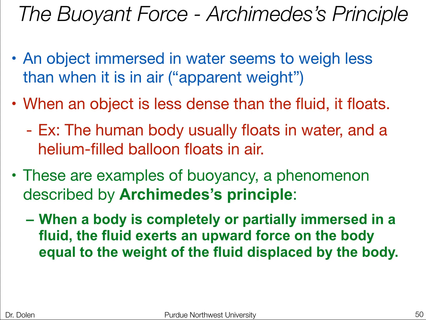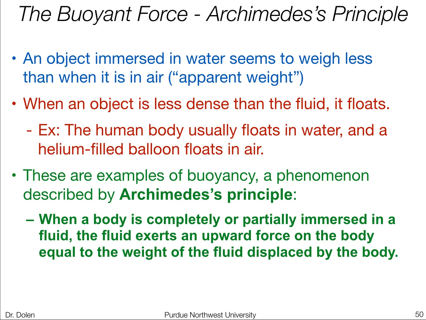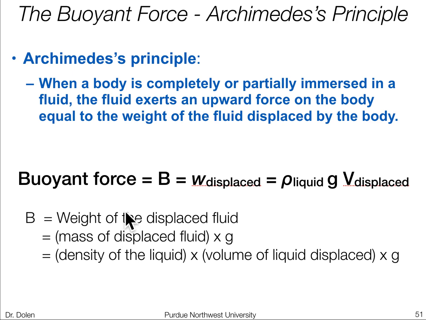So the object has pushed some fluid out of the way. Right? For the brick in the previous example, there would have been some fluid here, right, in that volume taken up by the brick now. It's the weight of that fluid which is equal to the magnitude of the buoyant force on that brick. Okay, and so again, here's Archimedes' principle in words. And in equation form, the buoyant force, we're going to use the symbol B for that. As Archimedes' principle says, it's equal to the weight of the displaced liquid.